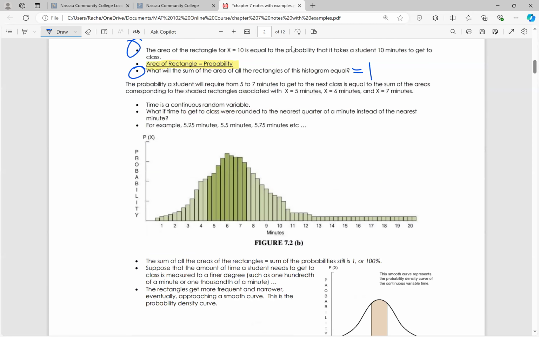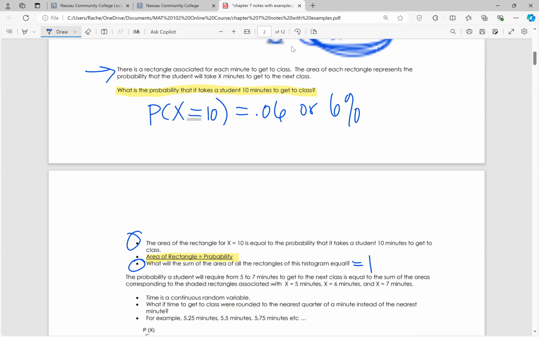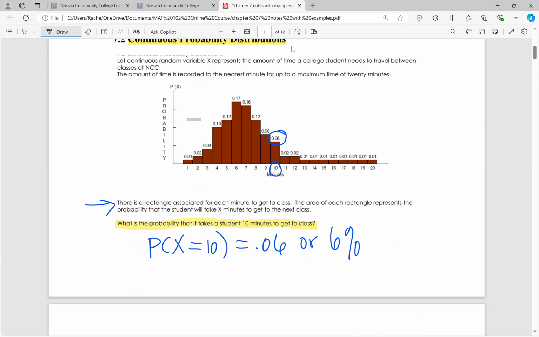So remember, time is continuous. Now, what's significant about a continuous variable? Think about it. What was the difference between discrete versus continuous? We learned this in chapter 2, and then I went through the difference again at the beginning of chapter 6. A discrete variable takes on a countable number of values. A continuous random variable takes on an infinite or an uncountable amount of values. So time is continuous, right? Now we broke time into minutes in this first graph, 1 minute, 2 minute, 3 minute, 4 minute, all the way up to 20 minutes.